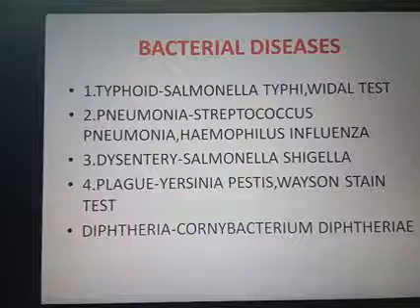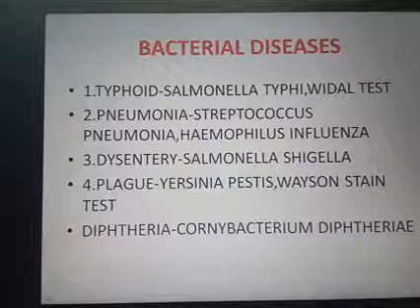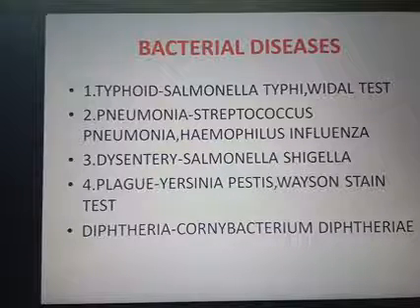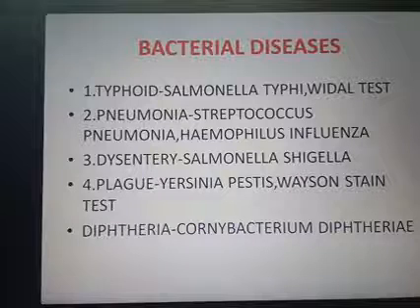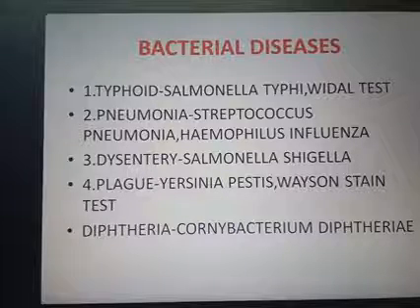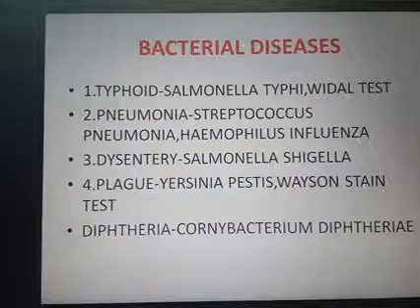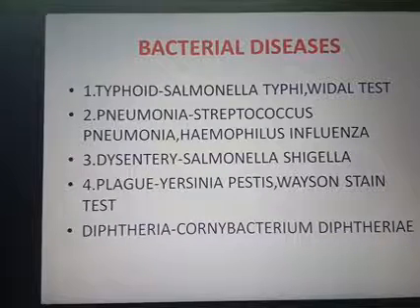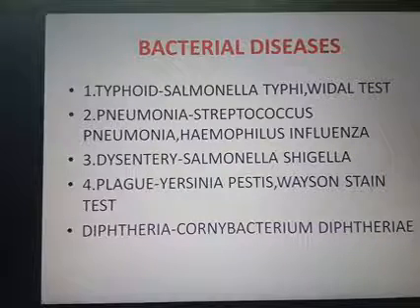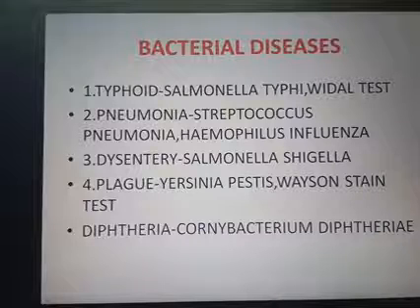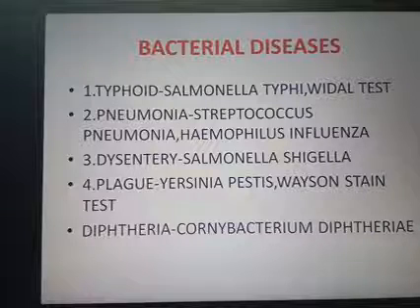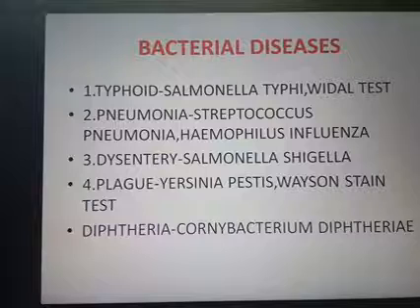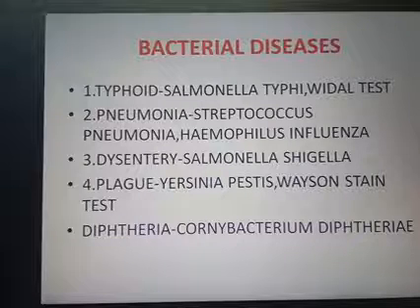Typhoid is caused by Salmonella typhi, and the confirmatory test of typhoid is the Widal test. Pneumonia is caused by Streptococcus pneumoniae and Haemophilus influenzae. This pneumonia infects the alveoli. Alveoli are the air-filled sacs of the lungs, where the alveoli get filled with fluid, resulting in a decrease of respiratory efficiency of the lungs.